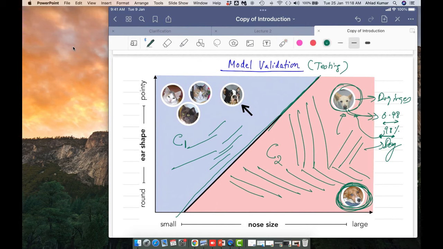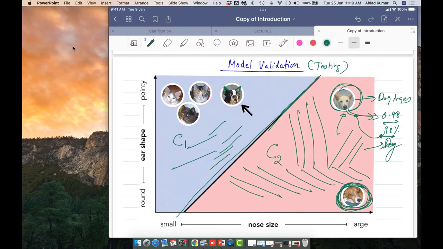So basically, if you look closely here at the dog image, this particular dog has pointy ears, and its nose is also small. It's not big. Because of that, it happens to be at this place. But it's a dog image. So what is this creating? It's creating an error.